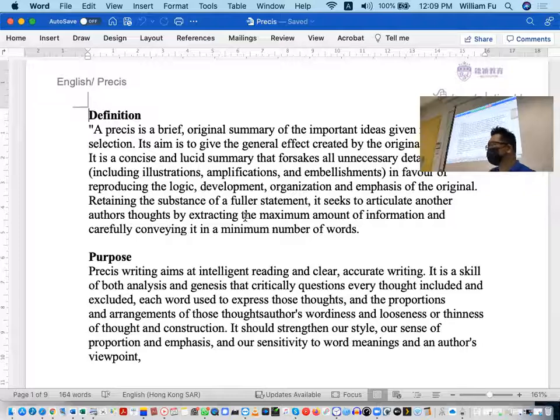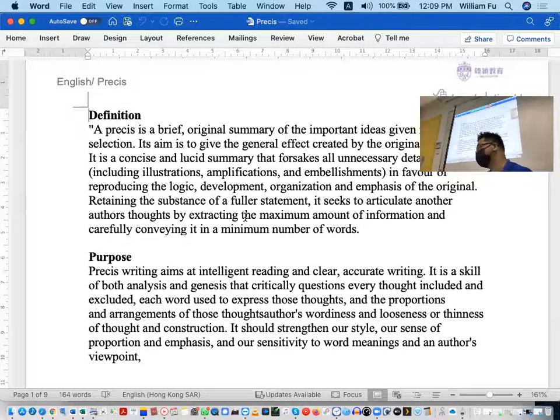The purpose, why should we do something like that? Now, précis writing aims at intelligent reading and clear and accurate writing. It is a skill of both analysis and genesis. Genesis means you create something that critically questions every thought included and excluded. You think about it, why should I include this aspect? And why should I exclude some of the other stuff? Each word used to express those thoughts, and the proportion and arrangement of those thoughts, both in the original and in the précis. In its extraction, it mercilessly reveals an author's wordiness.